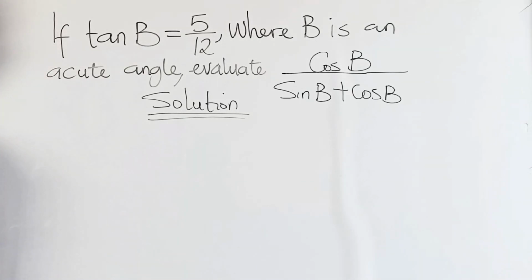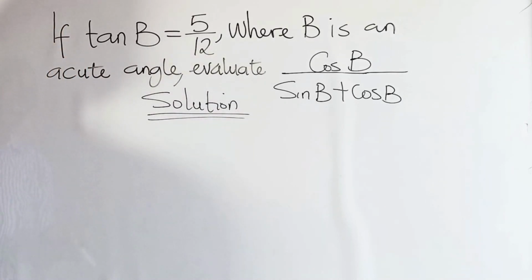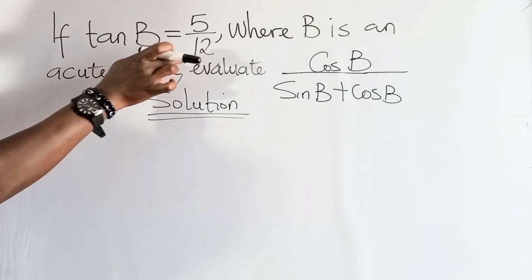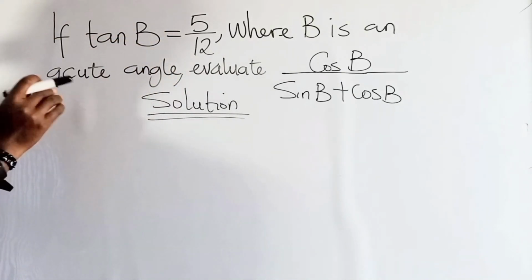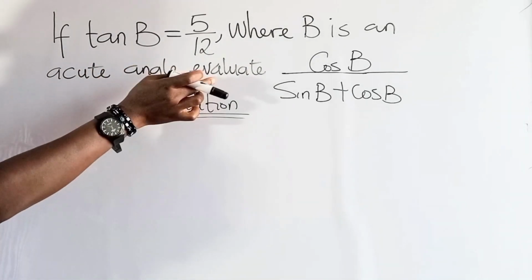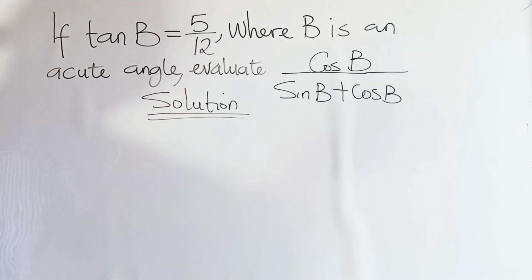Welcome. In this video, I'll be showing you the relationships that exist amongst the three common trigonometric ratios. You have the sine, cosine, and the tangent in this question. We are given that tan B equals 5 over 12. Take note of this, where B is an acute angle. Now, the question wants us to evaluate cos B all over sine B minus cos B.